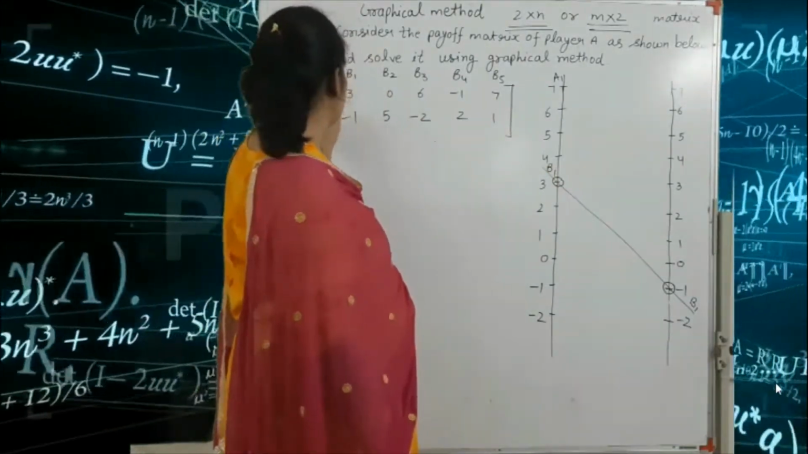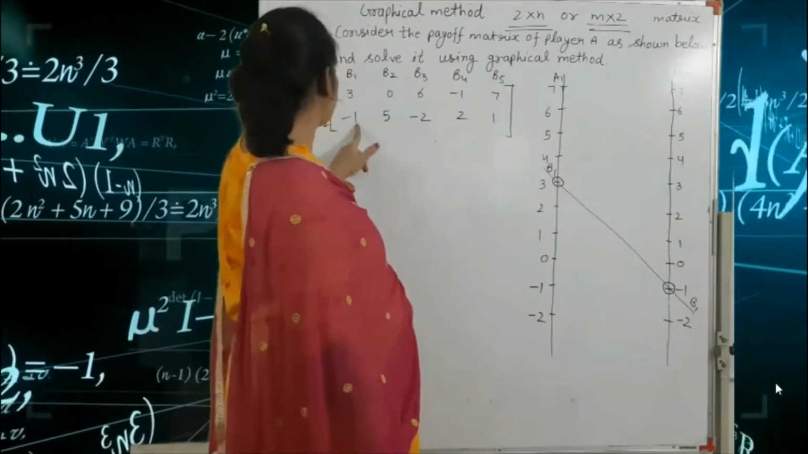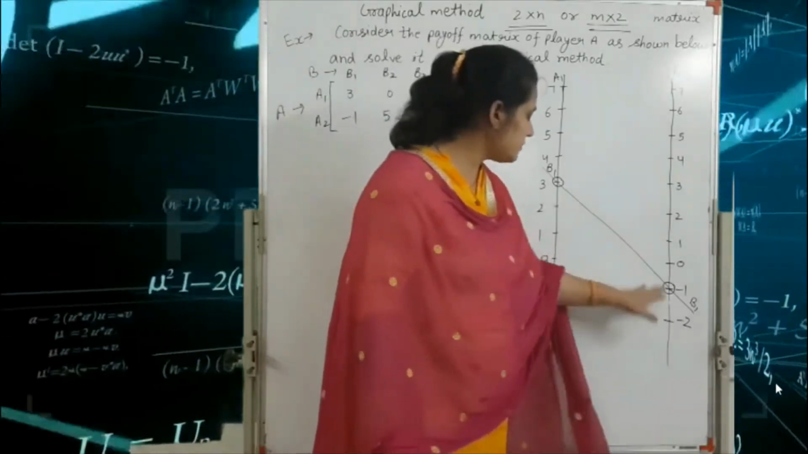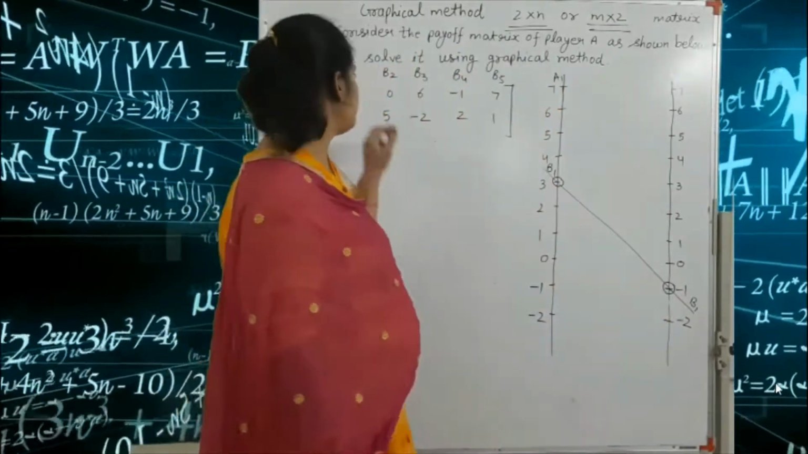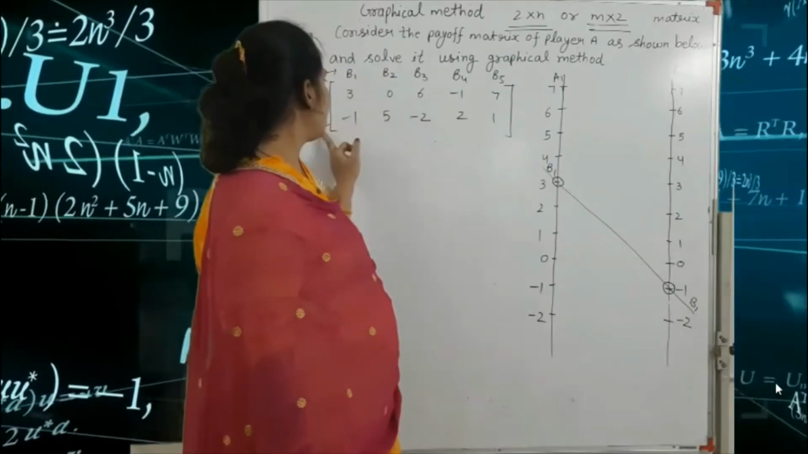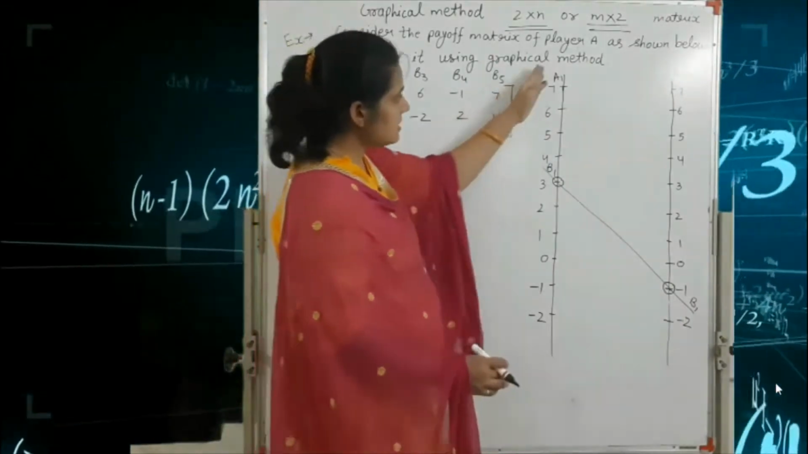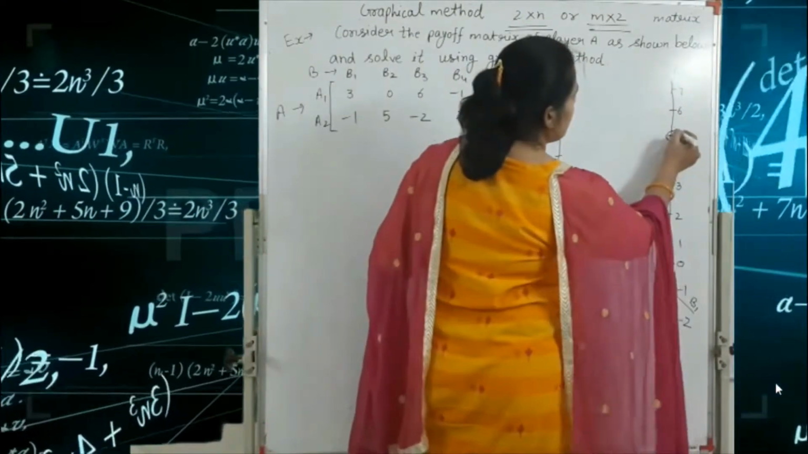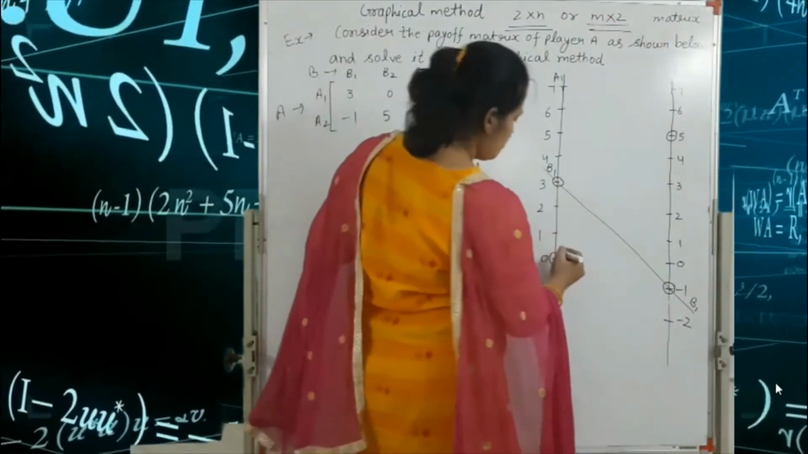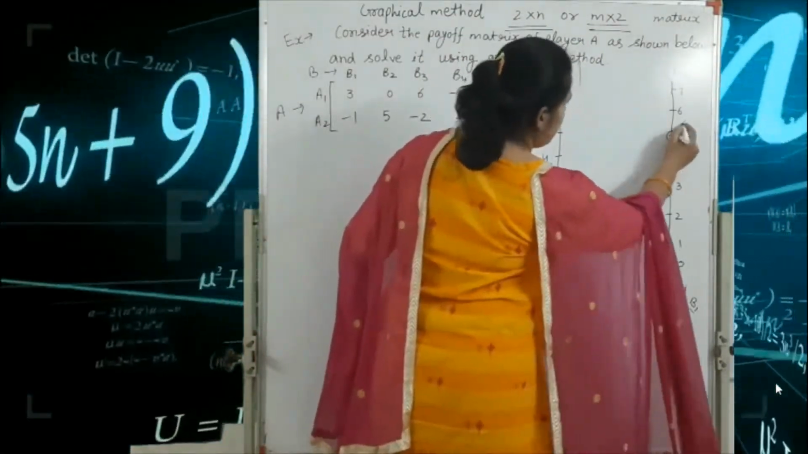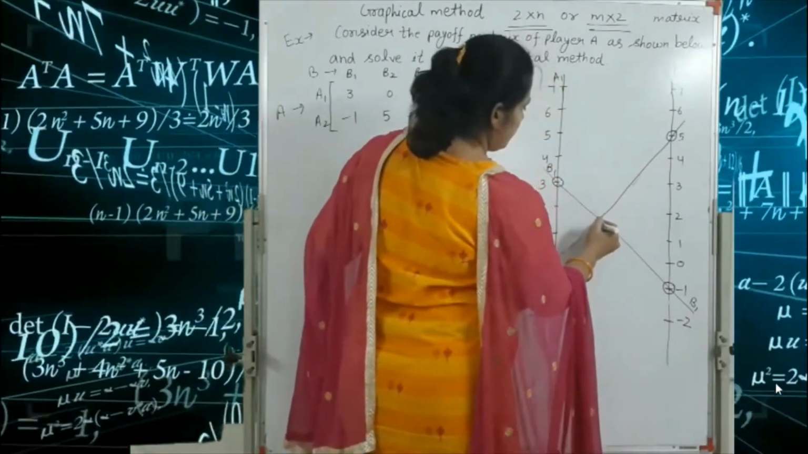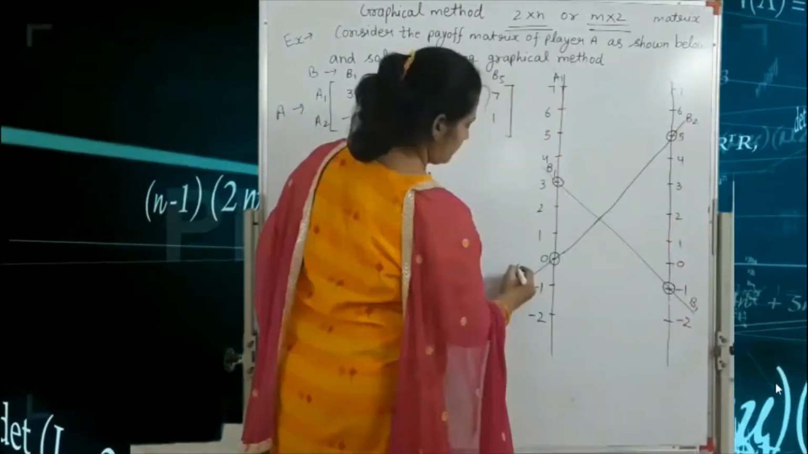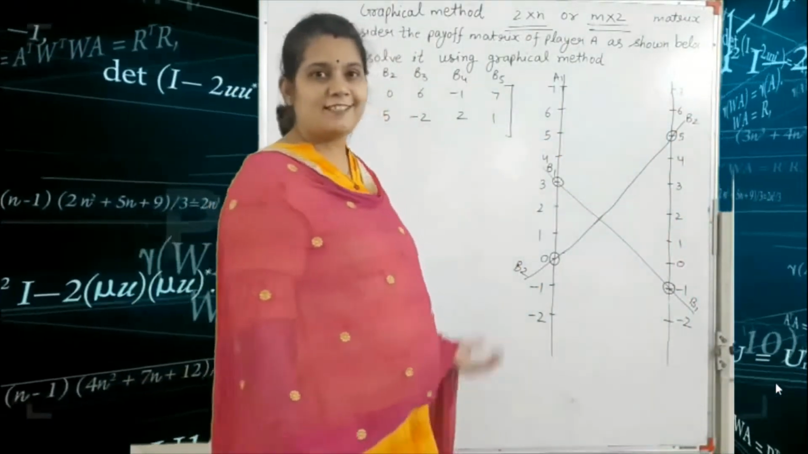The first step is to see that for the B1 strategy, A1 is 3 and A2 is -1. We draw the line here. Second, for B2: A1 is 0 and A2 is 5. So this is the A1 point 0 and this is the A2 point 5. We join these two points and write B2. Got it? A very easy method is the graphical method.